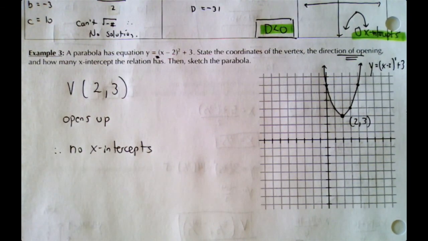So there we have it. Quadratic formula and the discriminant to figure out how many solutions we're going to have or how many x-intercepts we are going to have when we graph.